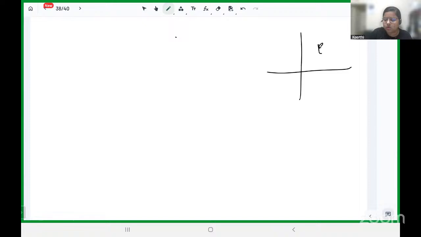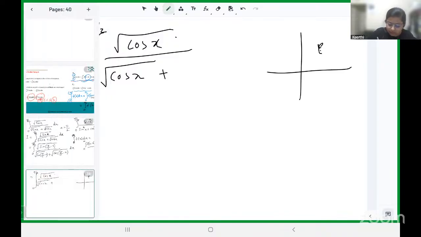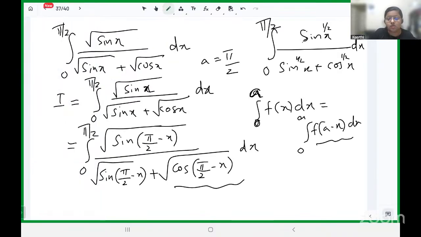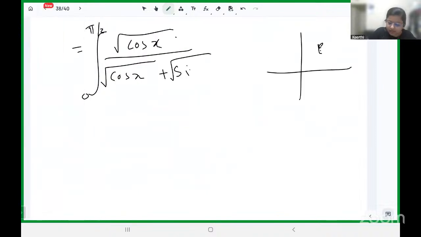Pi by 2 minus x. So it is positive. Since it is pi by 2, the co-function comes. So this will become integral 0 to pi by 2. Sine of pi by 2 minus x will become cos x. So it will become root of cos x divided by root of cos x plus the second term, which was cos of pi by 2 minus x. The co-function of cos is sine, so it will become sine x. So this will become root of sine x dx.